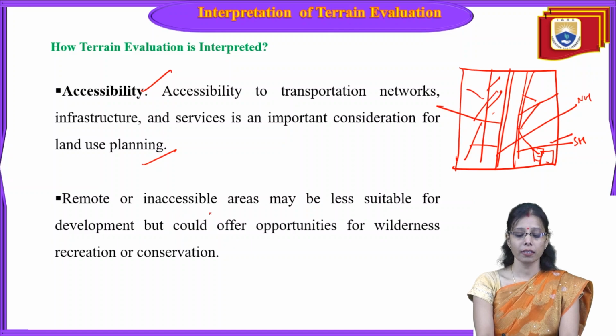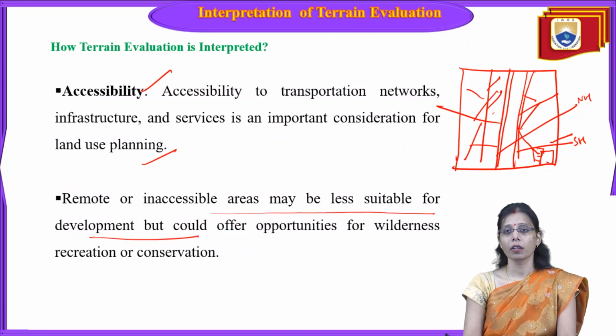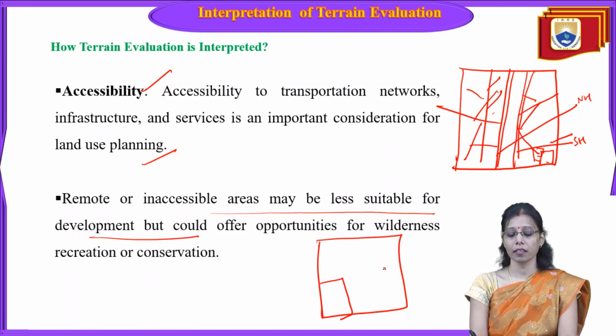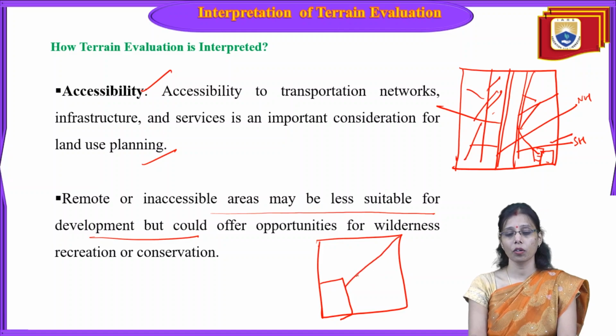So remote or inaccessible areas may be less suitable for development. Why? Remote areas being less suitable for development means, suppose this is the satellite image or aerial photograph. If you want to develop this area and it has inaccessible areas, you can find only one road, and that too is not a highway or a metal road, it is very much like a footpath.